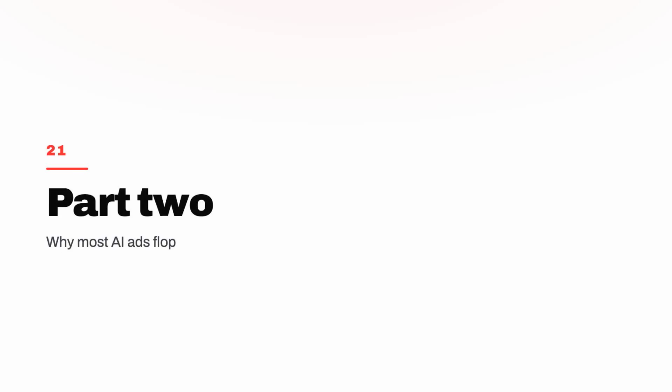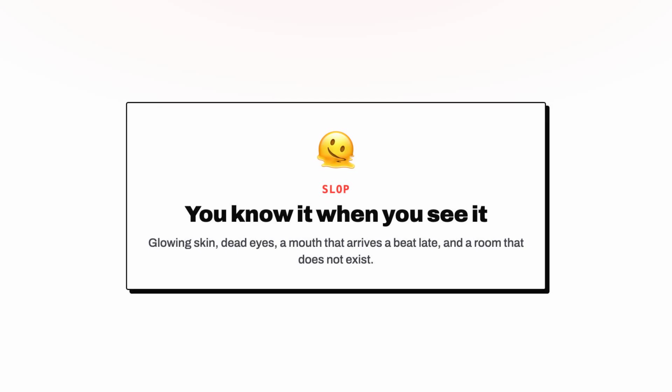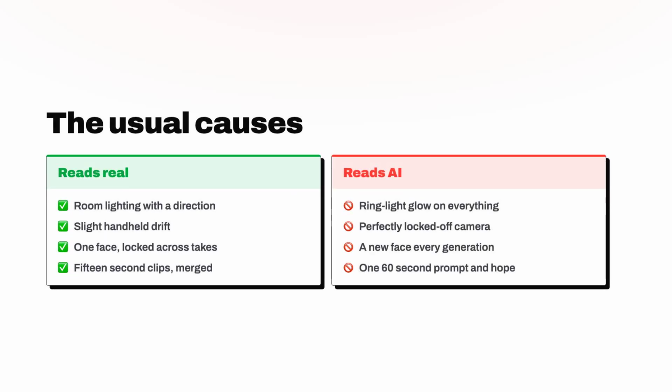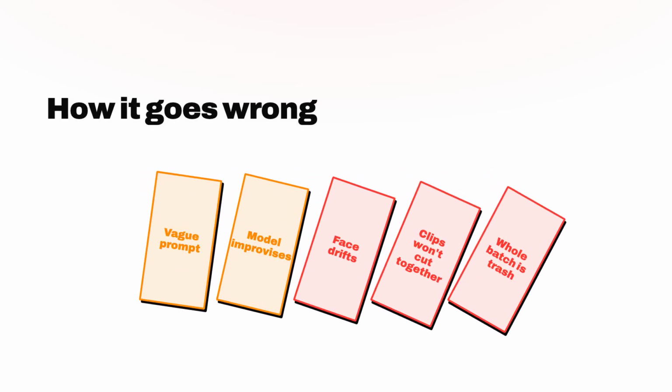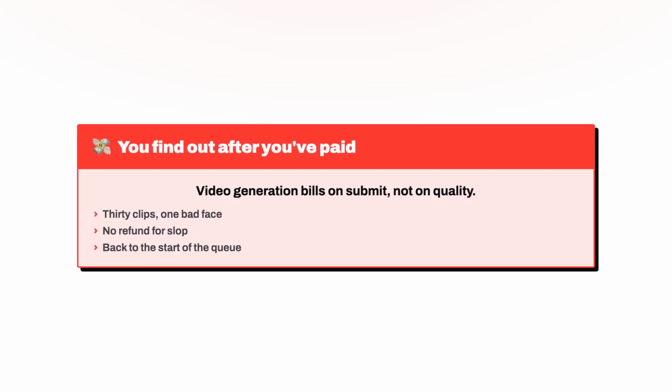Okay, so if UGC is obviously the answer, why does almost every AI attempt at it look terrible? You've seen these. That plastic, floaty, uncanny thing where everyone's skin glows slightly? And it's almost always the same handful of causes. Look, this is the list. The nasty part is that one bad choice knocks over the next one. It compounds. And here's the expensive bit. You usually find out after you've already paid for the render.